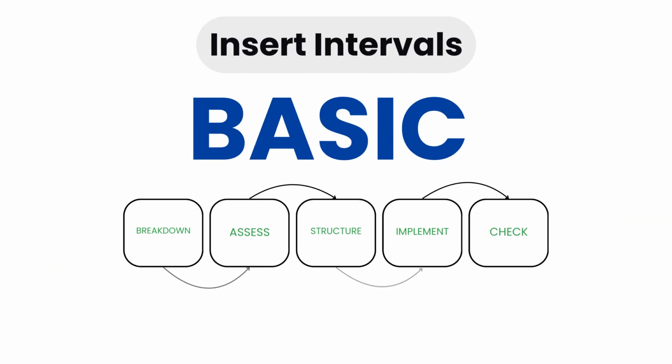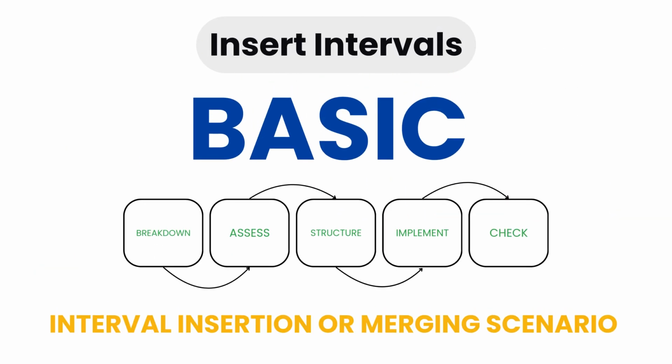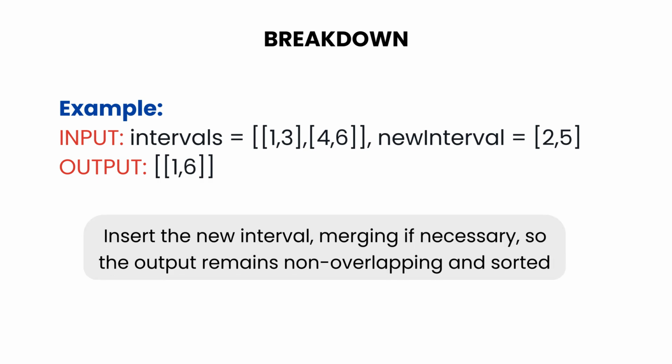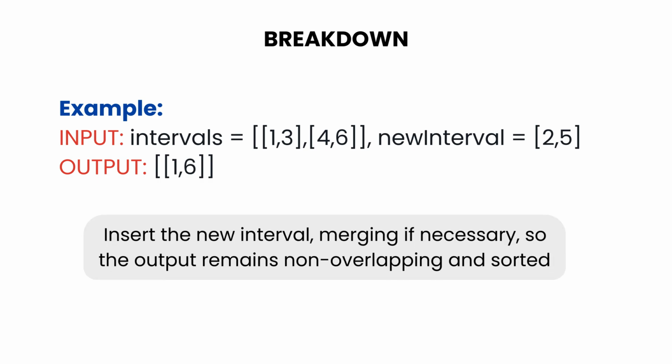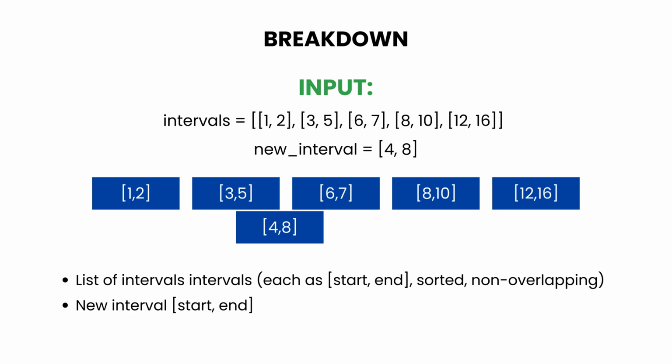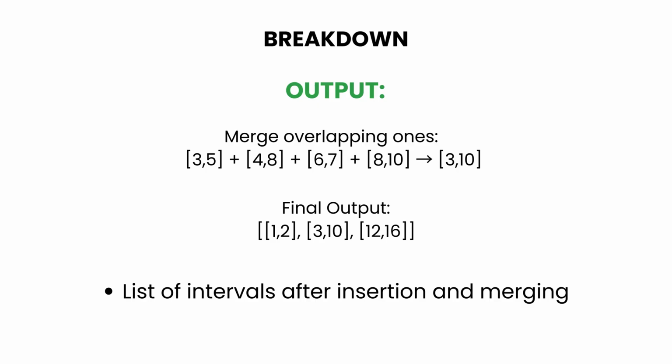Let's solve insert interval using the basic approach, so you can handle any interval insertion or merging scenario step by step. You're given a list of non-overlapping intervals sorted by start time and a new interval. Insert the new interval, merging if necessary, so the output remains non-overlapping and sorted. Input: a list of intervals, each as start, end, sorted and non-overlapping, and a new interval, start, end. Output: the list of intervals after insertion and merging.